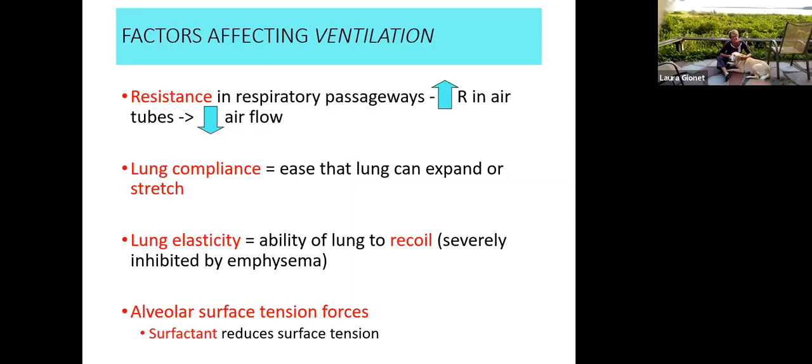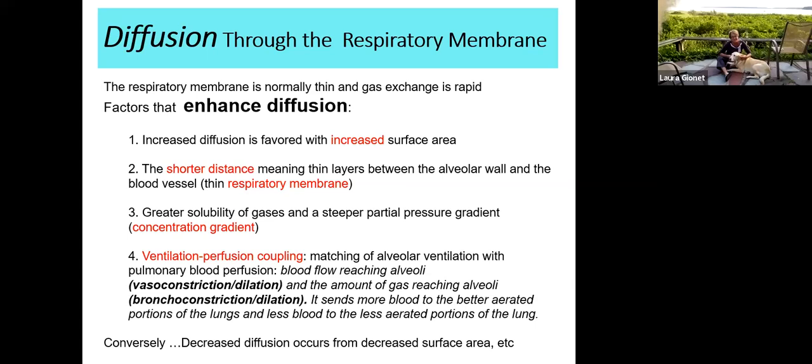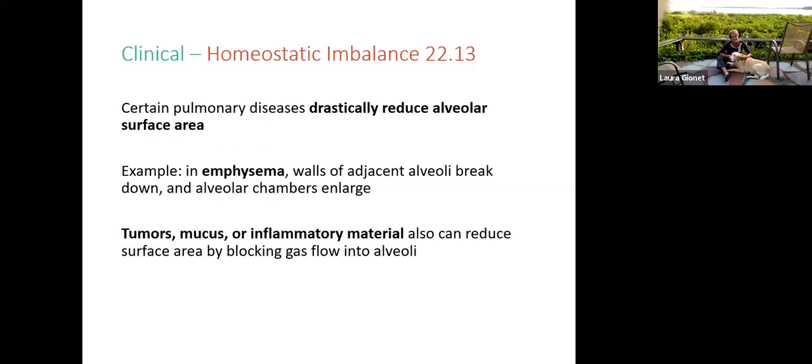Up in here, anything that increases the resistance, or decreases the compliance, the ability of the lungs to stretch, the elasticity, the amount of surfactant, now you see how it can affect airflow. Maybe the alveoli are just fine, but it's just the tube system is too narrow. Or we have issues right at the respiratory membrane, diffusion through the respiratory membrane. These all affect the respiratory membrane.